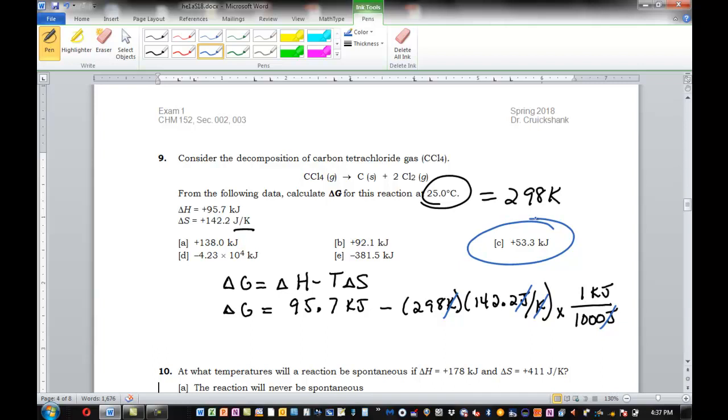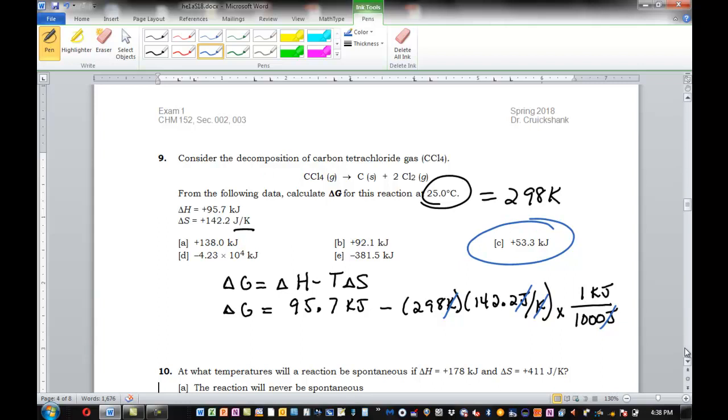So what does that tell you about spontaneity? Not spontaneous at this temperature. Remember, negative delta G tells us spontaneity. So this is not spontaneous at 25 Celsius. There's just not enough energy to break apart that molecule. We're going to have to raise the temperature. Remember, endothermic, we have to add heat. We're going to have to raise the temperature to put more energy in before we can break that molecule apart.